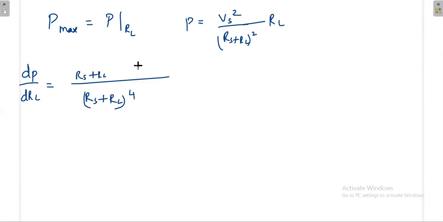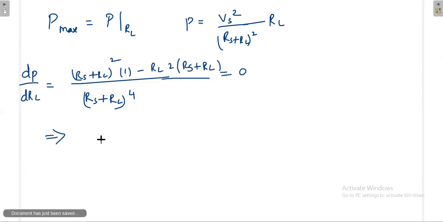Setting it equal to 0 and solving this, finally you will get RL is equal to RS. Don't write RS is equal to RL, because your aim is to find RL. That's why you write RL first. Both are okay mathematically, but you should have a practice like this: RL is equal to RS, because you want to find at what value of RL the power is maximum.